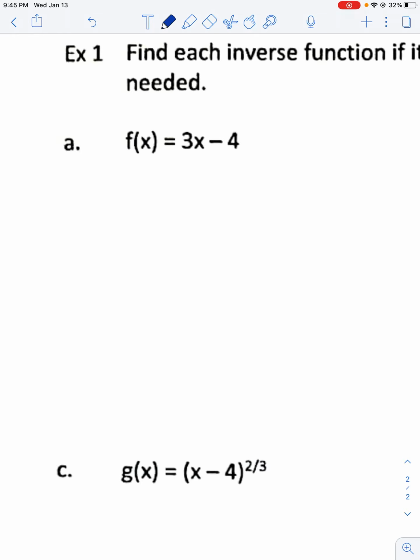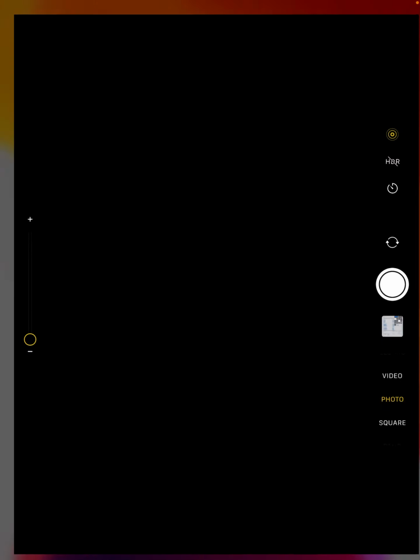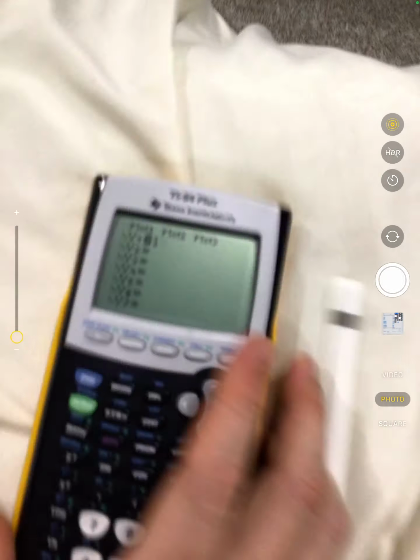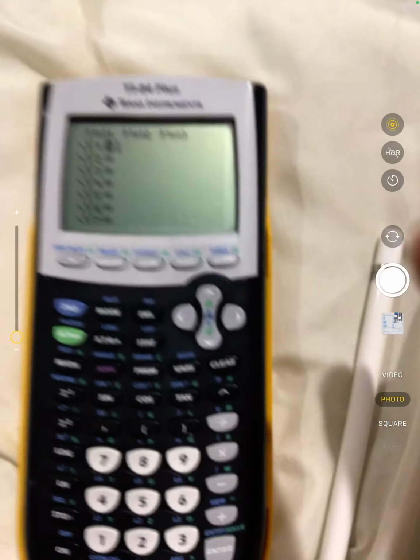So let me show you first of all 3x minus 4. And I'm going to switch over here to the camera. And I'm going to graph 3x minus 4.